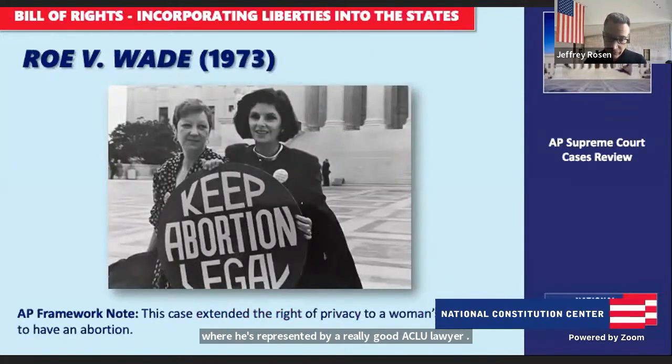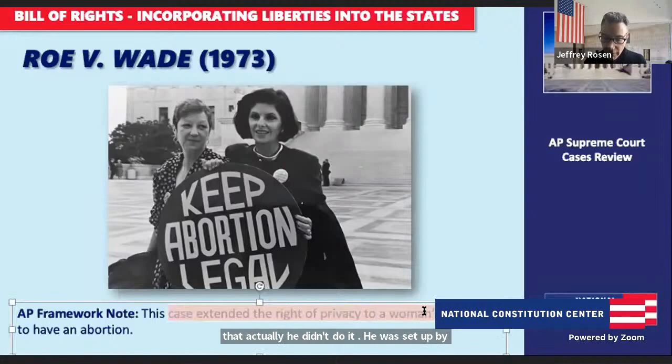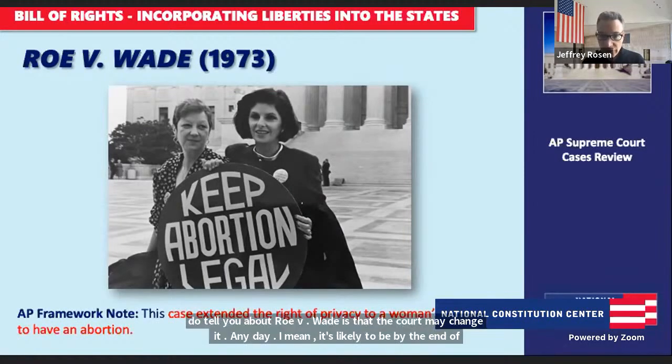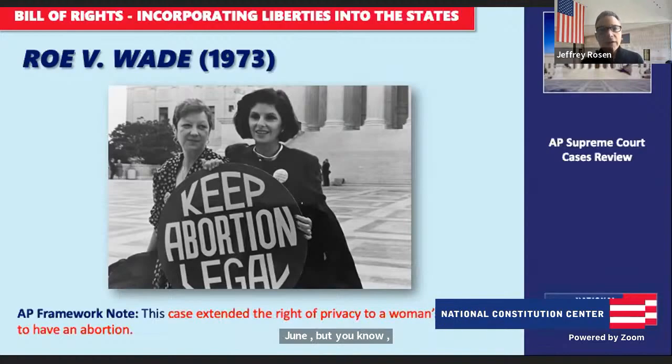Roe v. Wade, friends, all I can tell you about Roe v. Wade is that the court may change it any day. I mean, it's likely to be by the end of June, but the court is now deciding whether or not to overturn or narrow Roe, and there's a decent chance that it will change Roe in some form. But for your purposes, all you have to know is the holding of Roe, which is that the Constitution protects a woman's liberty to choose abortion.